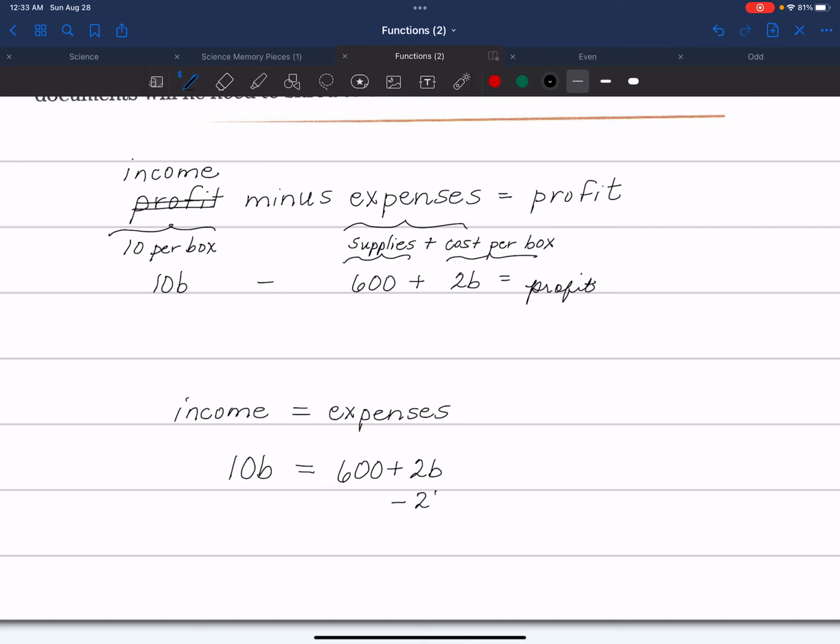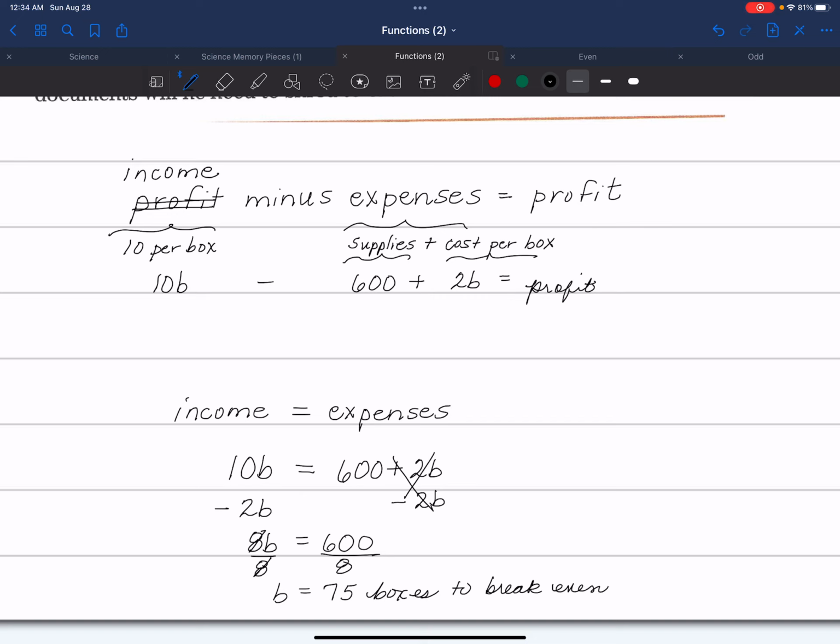Well, let's move the 2B over here. So we're left with 8B equals $600. Divide by 8. I believe it's 75, but I'm not certain. So let's do 600 divided by 8 is, yes, 75. So he will have to process 75 boxes to break even.